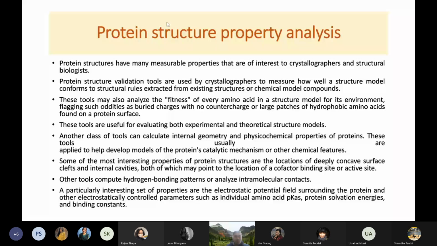make protein structure property analysis गर्न सकिन्छ. So protein structures have many measurable properties that are of interest to the crystallographer and the structural biologist. So protein structure validation tools are used by crystallographers to measure how well a structural model conforms to the structural rules extracted from the existing structure or chemical compound models, right?